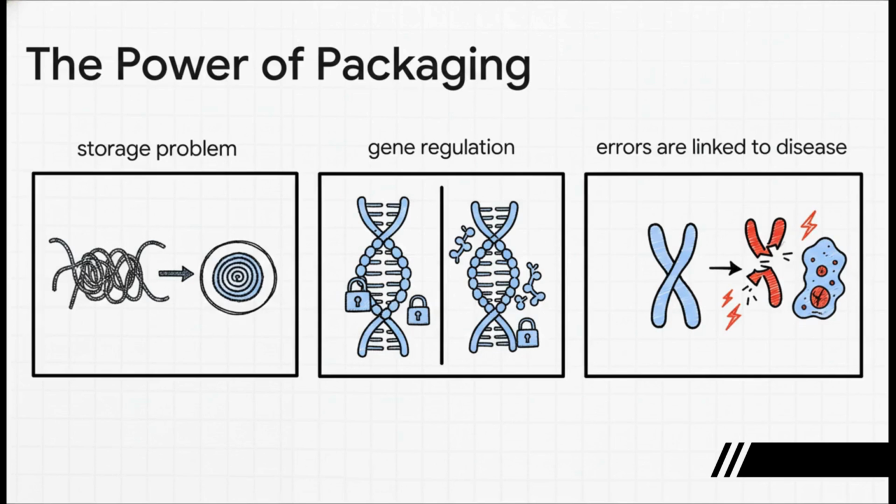Last one, an assertion, reason. Assertion, the percentage of adenine equals thymine. Reason, A pairs with T through 2 hydrogen bonds. The answer here is A. Both are correct, and the reason is the perfect explanation for the assertion.